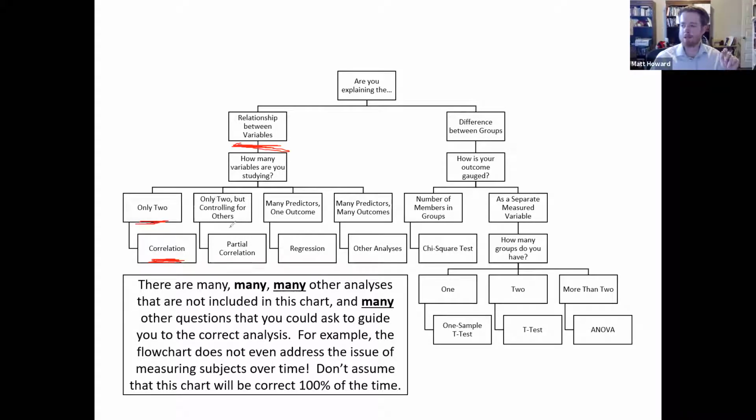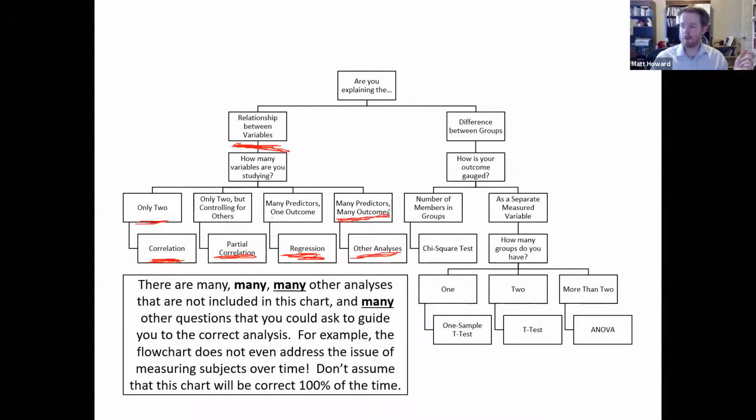And when we have 2, but we're controlling for others, we're looking at partial correlation. We also talked about on Monday when you're studying the relationship between variables and you have many predictors in one outcome, that's when you're going to be using regression. And then I didn't mention this, but just so you're aware, there are analyses that look at many predictors, many outcomes, structural equation modeling being one of them. And you can use these other analyses to look at many predictors and many outcomes.